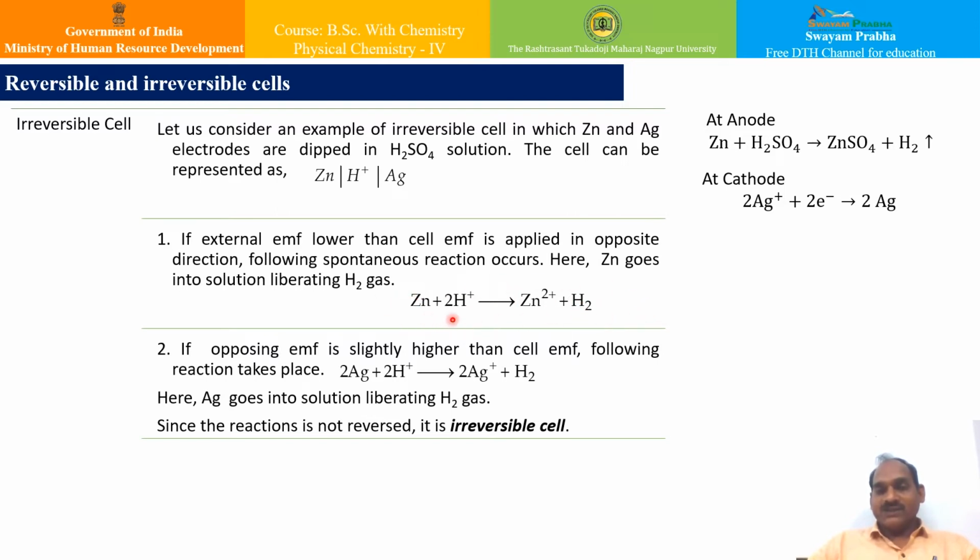Now in this reaction, zinc goes into solution liberating hydrogen gas. And secondly, if the opposing EMF is slightly higher than the cell EMF, this particular reaction will take place. That is, the silver goes into solution and hydrogen gas will be liberated. Now since in this case the reaction is not reversed, it is called an irreversible cell. You can see here at the anode this happens, at the cathode this happens.